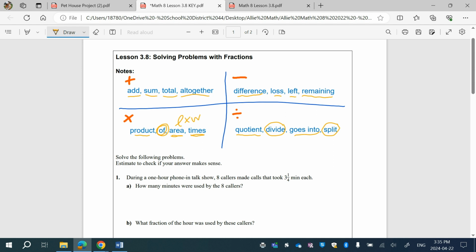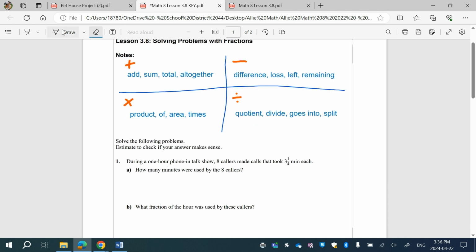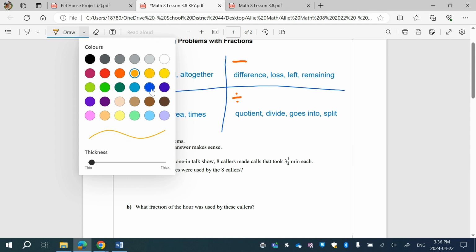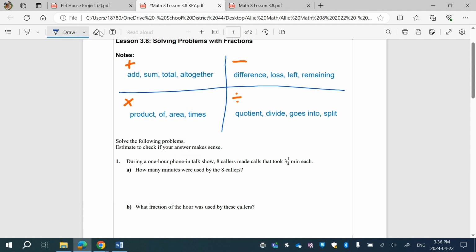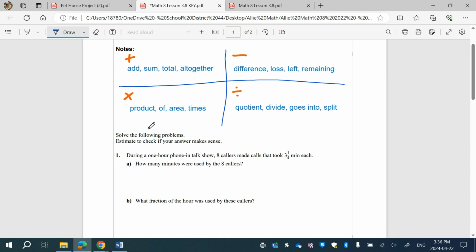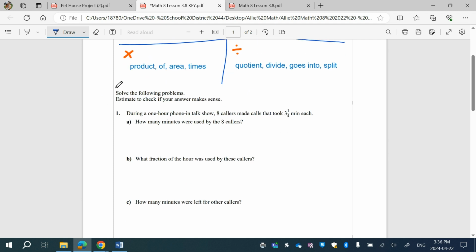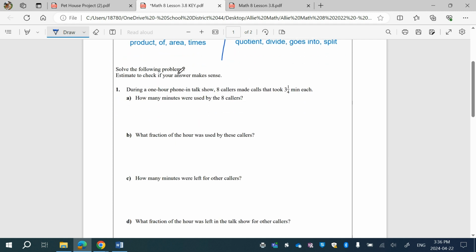And actually, I think I'm going to put up some posters in the class, and we can try to keep a record, like a running total of words. We can make a collection of all the words that often mean certain operations. But there you go. So let's do a few questions together. Before, we were learning about specifically dividing or specifically multiplying. But now we have the additional part of deciding which operation to use. So let's go. Estimate to check if your answer makes sense.